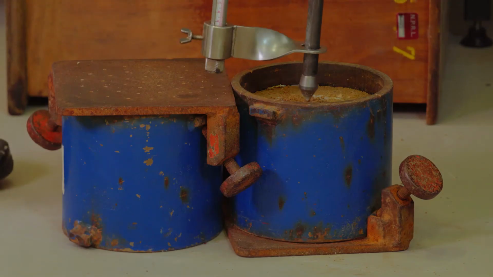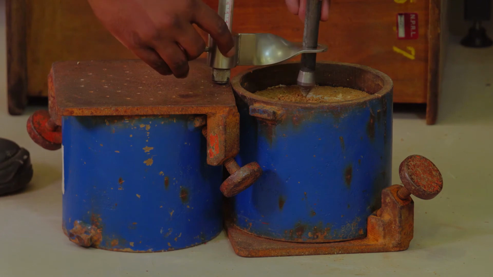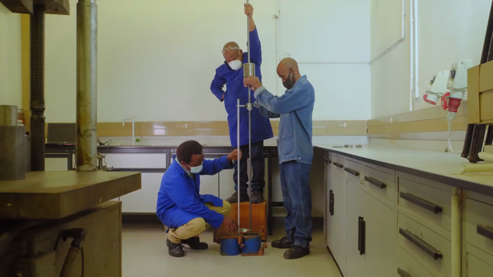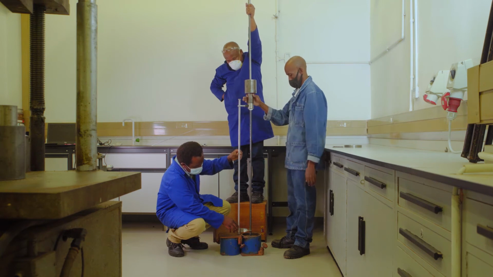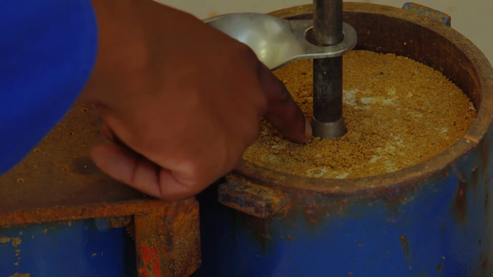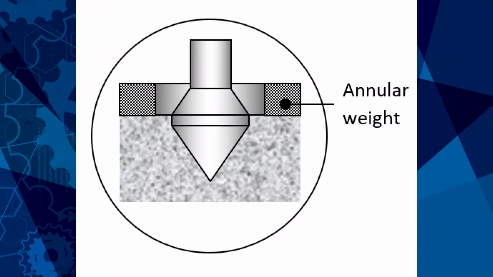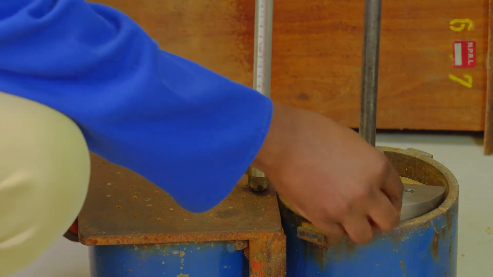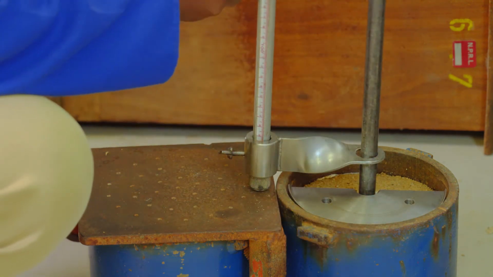Position the DCP cone in the middle of the sample. Hit slightly into the sample. The test should start with the upper portion of the shoulder of the cone flush with the surface of the layer being tested. Position the standard annular weight on top of the sample.